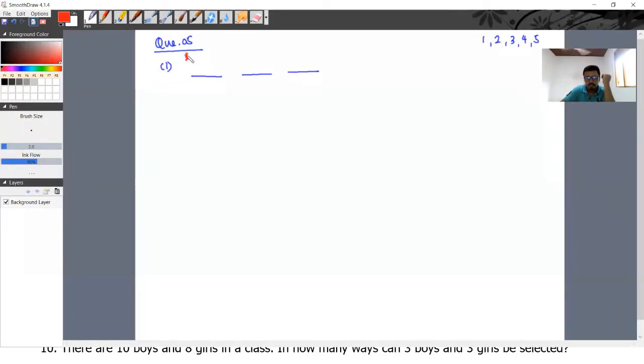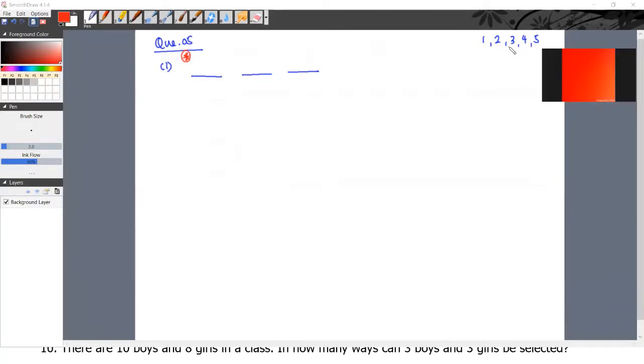Right. So based on the digit we put here, we can decide whether it is greater than 200 or not. If so, how many options do I have here? How many? I didn't get you. 4 options. Yes, there are 4 options.